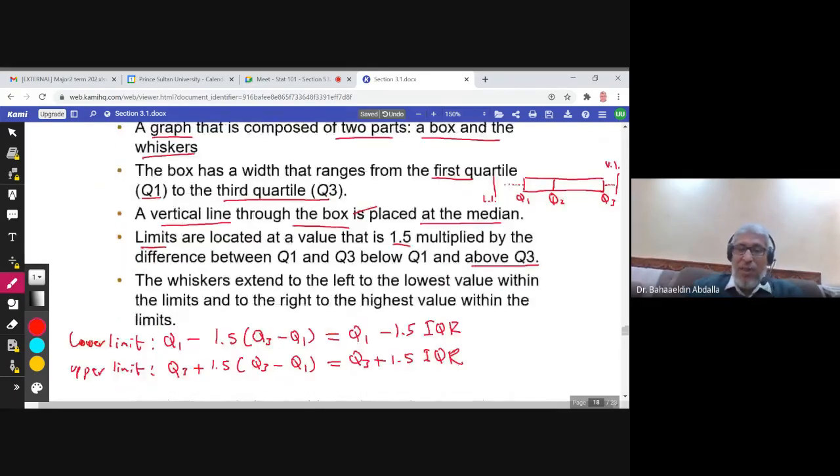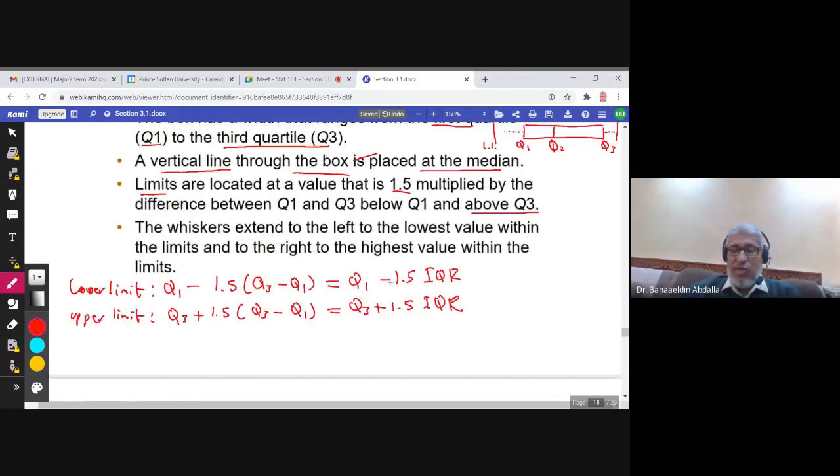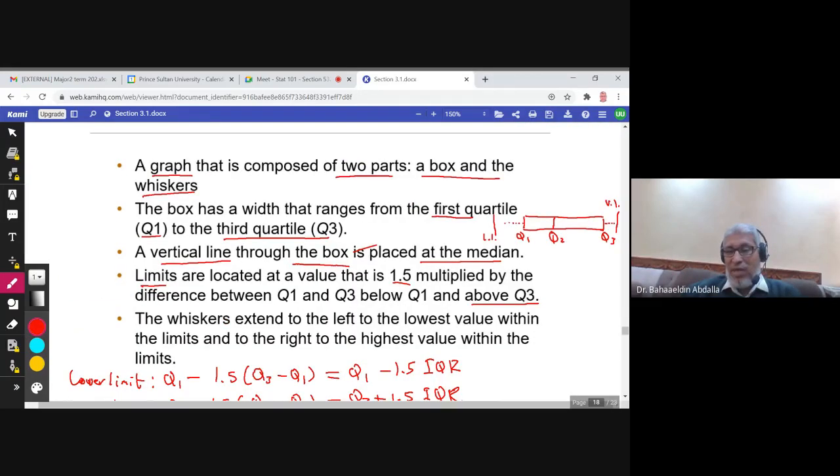For the box plot, we use the interquartile range, we multiply it by 1.5, we subtract it from Q1 to find the lower limit, we add it to Q3 to find the upper limit. After you find the lower limit and the upper limit, you can draw the whiskers. You extend the whiskers from the box to the left, to the lowest value within the limits.